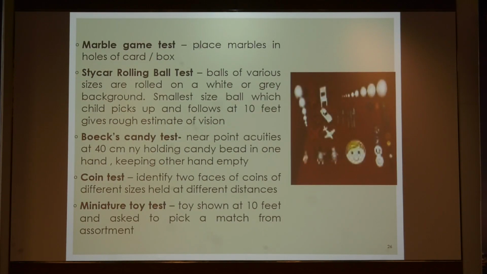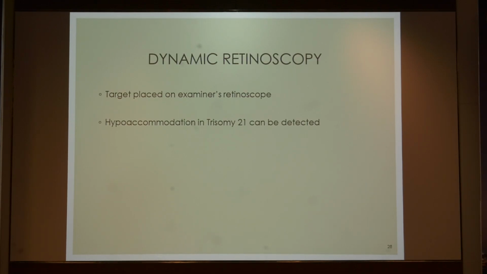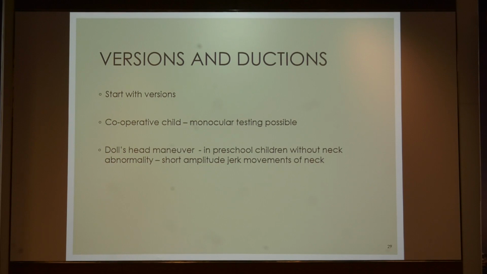Now these tests are all useful to determine gross visual acuity, but they cannot be compared to any standard chart and they are not usually repeatable. We always have to record the testing distance, the method used, and the name of the examiner. Coming to dynamic retinoscopy, here the target is placed on the examiner's retinoscope. It is helpful in detecting hypoaccommodation in trisomy 21 or in cerebral palsy. Versions can be easily tested in preschool children, but for testing ductions, we need a cooperative child.